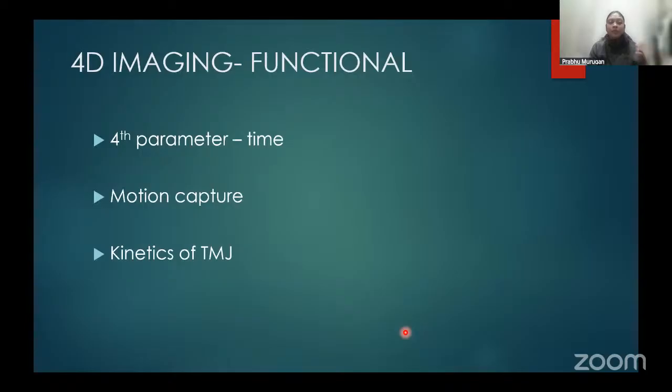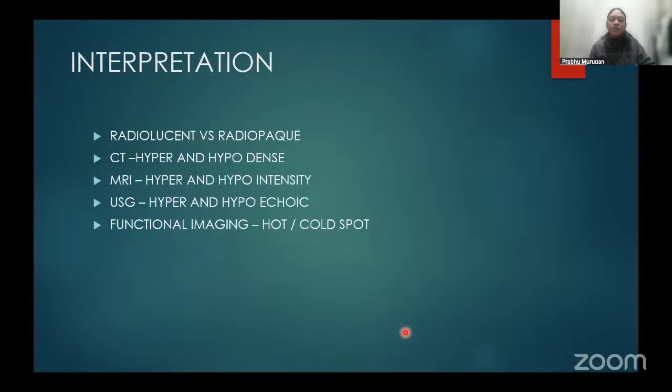Okay, so apart from 2D and 3D, we have something called 4D also. This 4D imaging is mainly for capturing the function or the kinetics of any particular region. So this captures the fourth parameter, that is time, and basically it is used to capture the motion kinetics of the TMJ. In case of 4D ultrasound, for example in fetal ultrasound, you can capture the fetal movements of the baby. So that is your 4D imaging. For us, for the kinetics of the TMJ, we can make use of 4D ultrasound imaging.